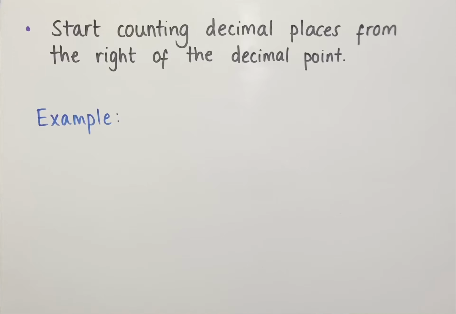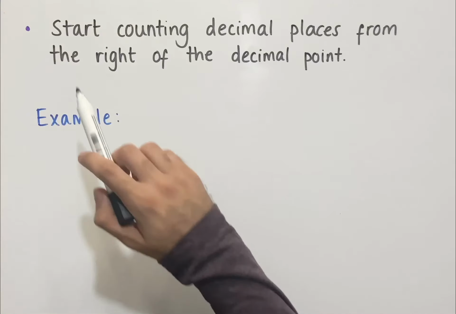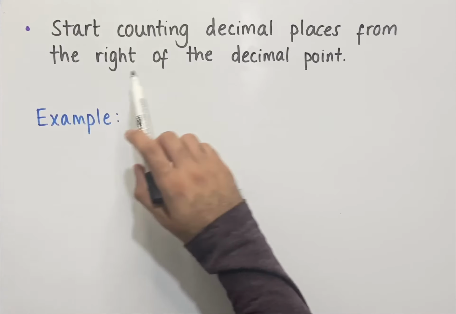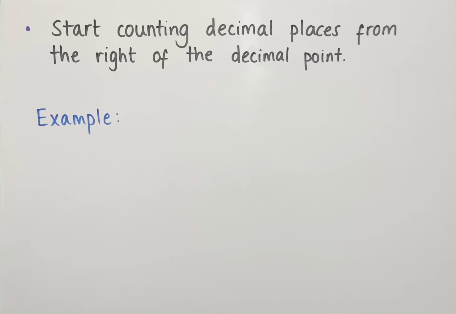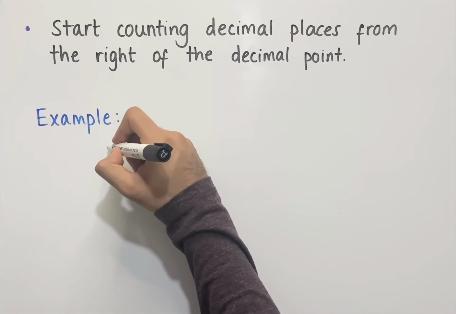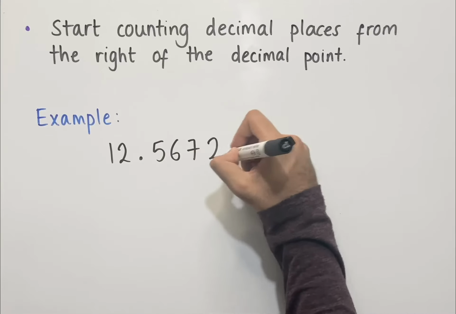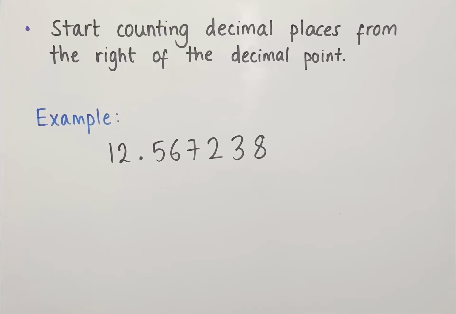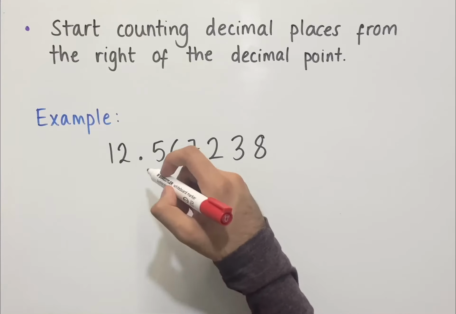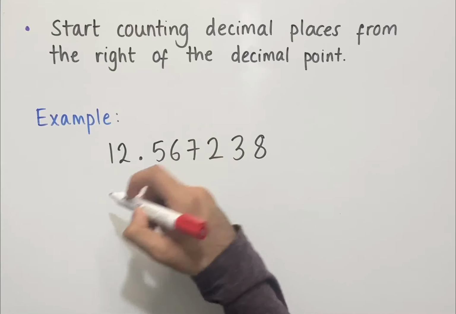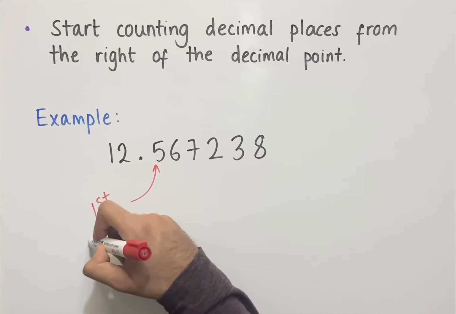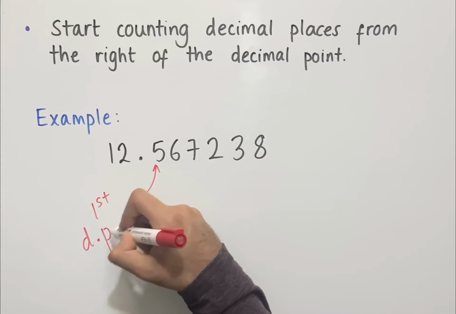Let's look at decimal places and how we use them to round numbers. The first thing to note is that we start counting decimal places from the right of the decimal point. So for example, if we have the number 12.567238, then the first decimal place is the first digit to the right of the decimal point. So in this number, the first decimal place is the 5 here. We can label that as first decimal place, DP for short.